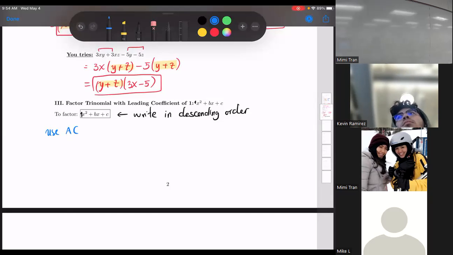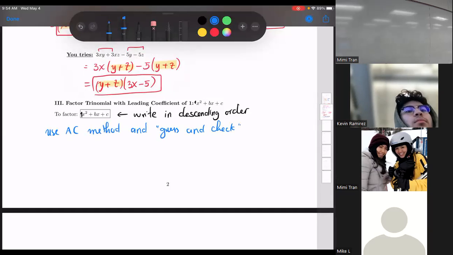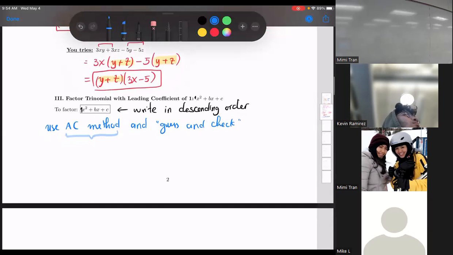Let's look at my note. AC method. And guess and check. Trial and error. Guess and check. Now for the AC method, the procedure is that we're gonna find the product. A lot of the time I just say P. The product is gonna be A times C.